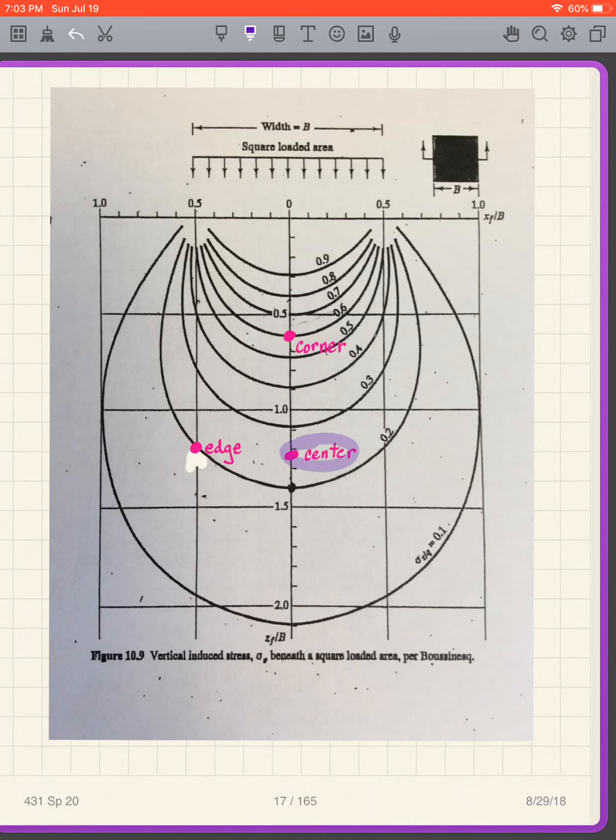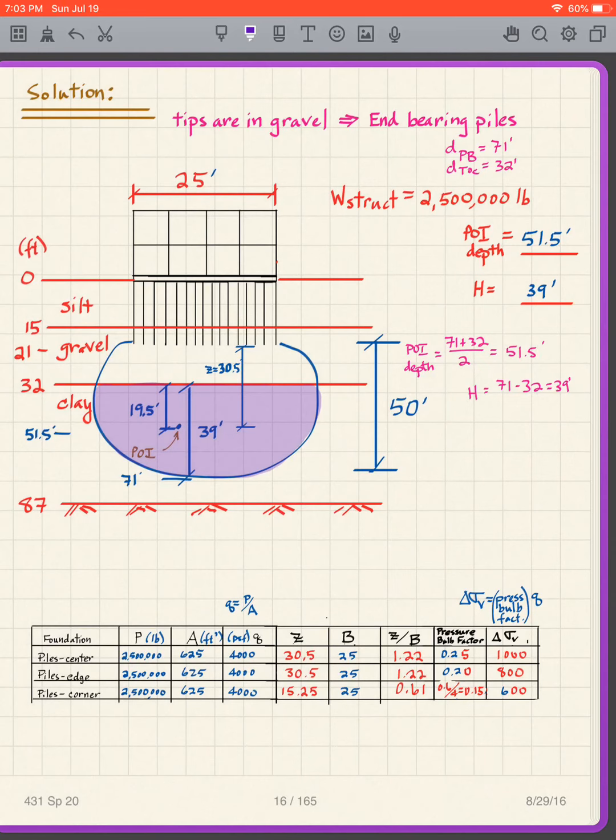1.22 below the center is there, and that's between 0.2 and 0.3. 1.22 below the edge is there, and it's pretty much on 0.2. And then here's my corner, so A, B, and C. Corner is half of that, and it's pretty close to 0.6, but I've got to divide that 0.6 by 4. So I get 0.25, 0.2, and then 0.6 divided by 4 is my pressure bulb factor.